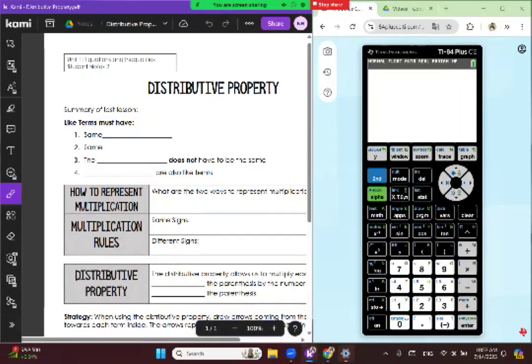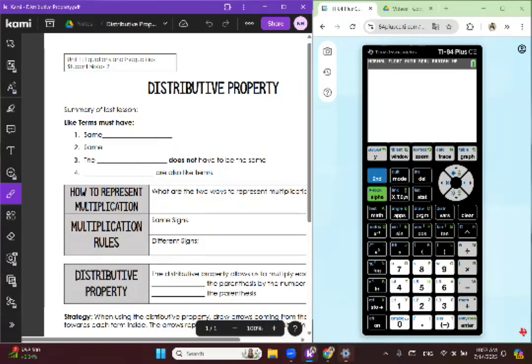First, let's go back over what we learned yesterday, or the day before, whenever you learned the first lesson. We learned how to combine like terms. We learned that terms must have two things in common before you can add or subtract them. And remember, combining means to add or subtract.